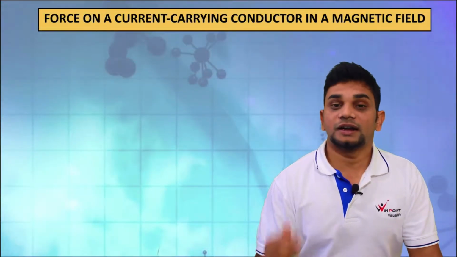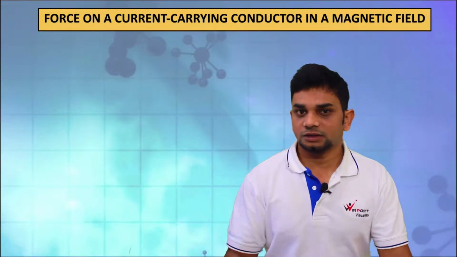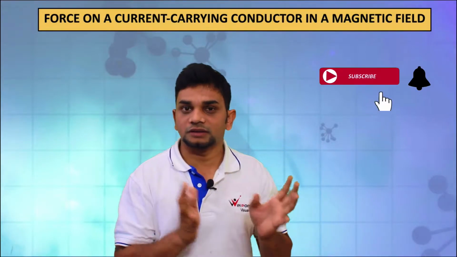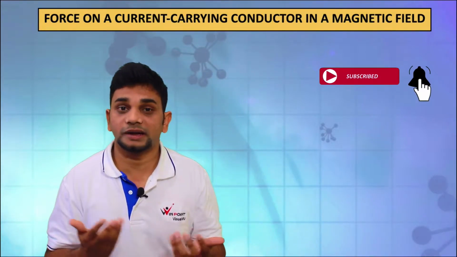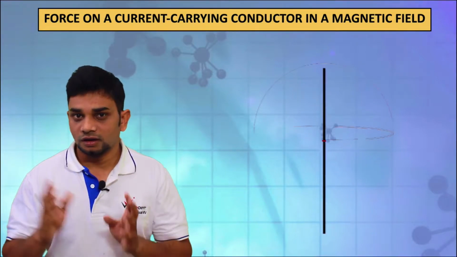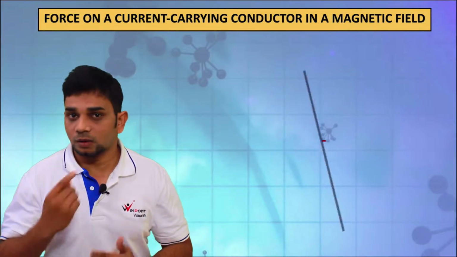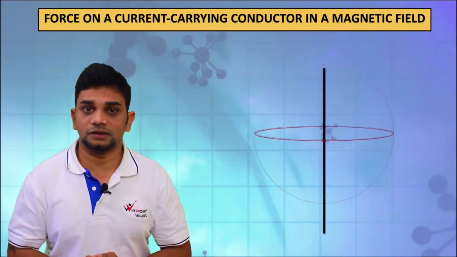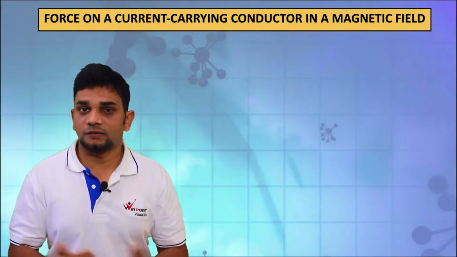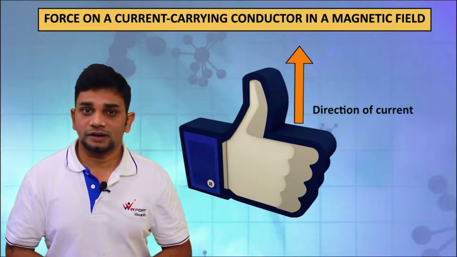Force on a current carrying conductor in a magnetic field. What is a conductor? Conductor means it will allow the passage of electricity. When electricity is passing through the conductor, there will be production of magnetic field. We already discussed this topic in the previous classes. If current is flowing through a conductor, there will be production of magnetic field around it. It will be a circular magnetic field. Right? And we can find the direction of that magnetic field using right hand thumb rule, right?